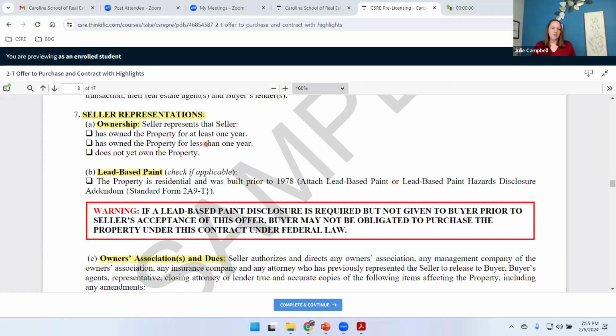Seller needs to represent lead-based paint. If it is residential and built prior to our magic year of 1978, again, the contract helps us by letting us know when we need to attach an addendum. So there's our lead-based paint or lead-based paint hazard disclosure addendum.